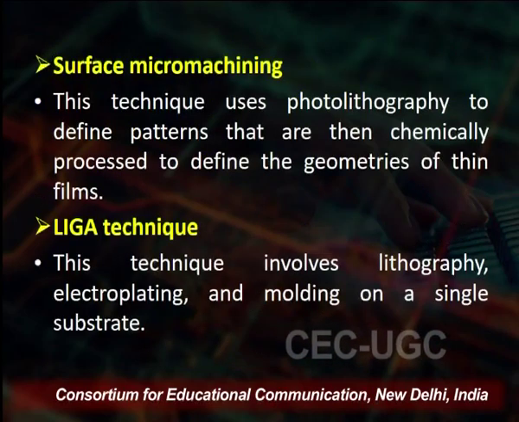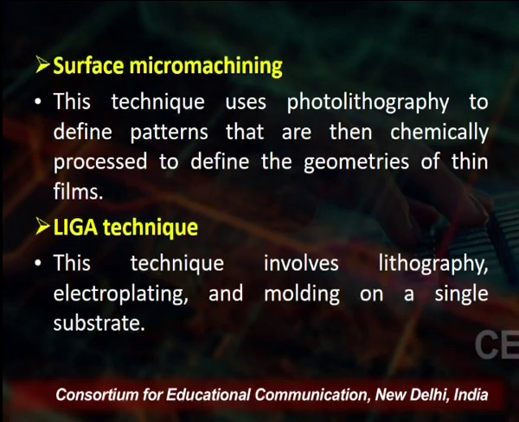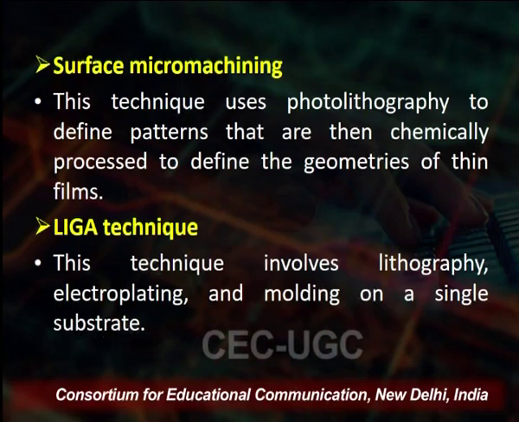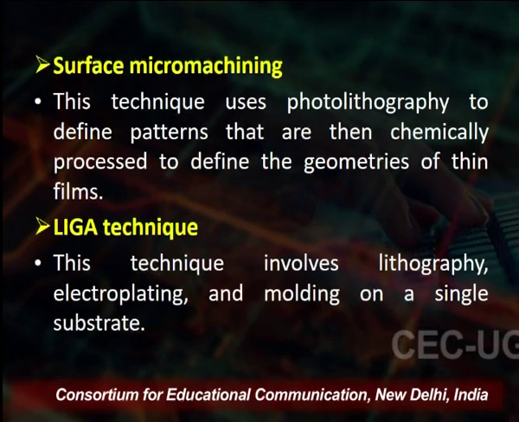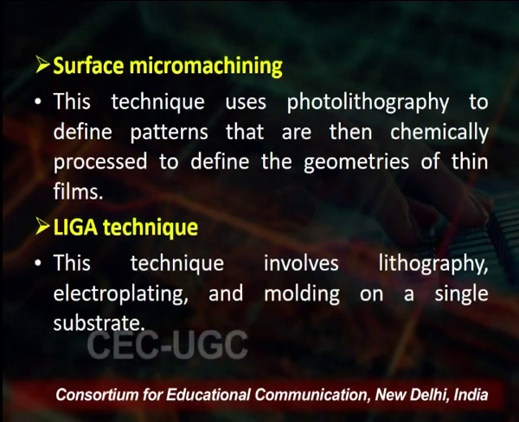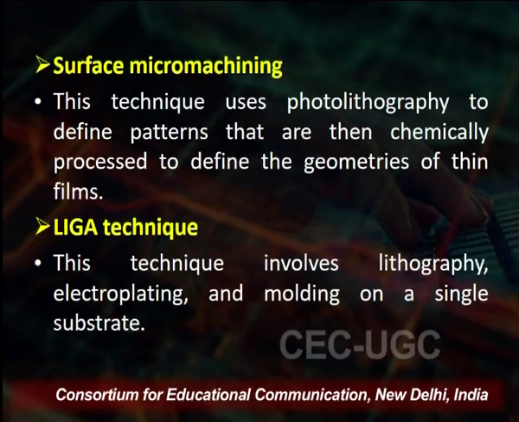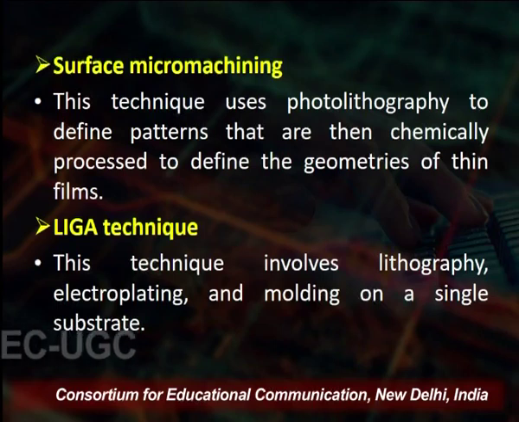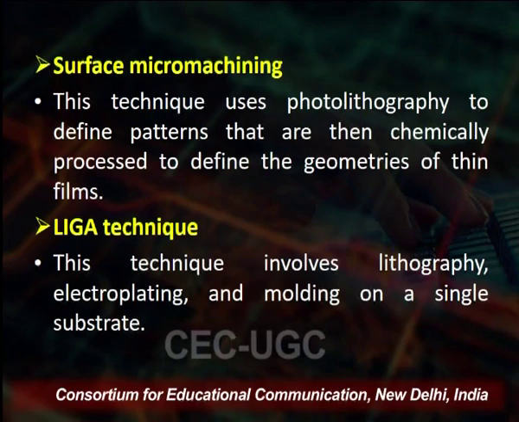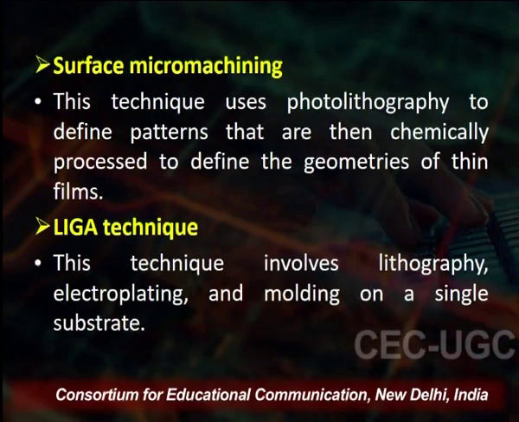The next manufacturing technique is surface micromachining. This technique uses photolithography to define the patterns that are then chemically processed to define the geometries of the thin films. Basically, this method is used for the preparation of devices of micro and nano size. Next technique is LIGA, that is lithography, electroplating and molding on a single substrate. So, this is also used for the preparation of micro and nano devices.